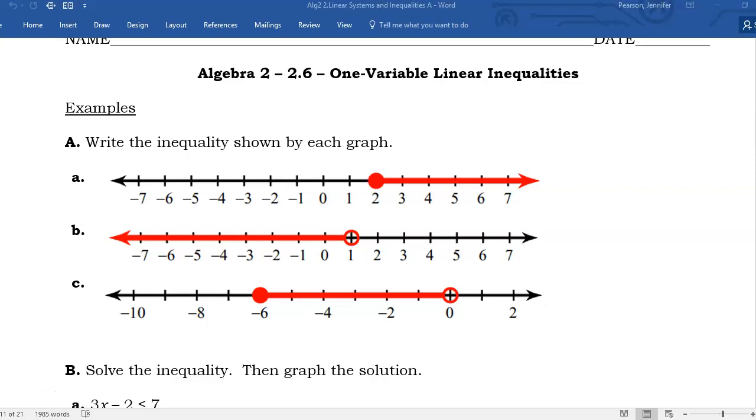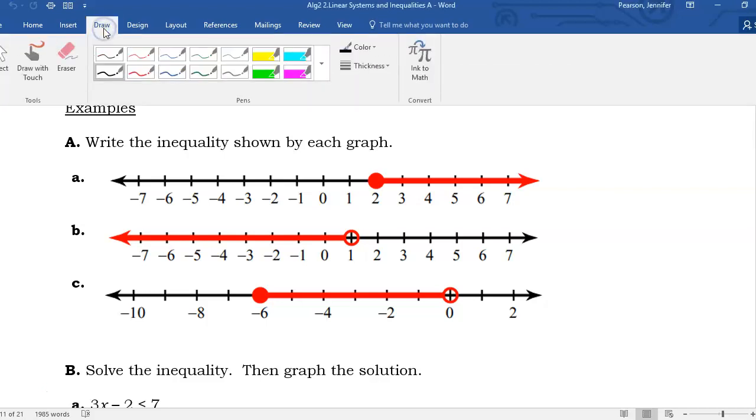This is Algebra 2, Lesson 2.6, one variable inequalities. Example A, write the inequalities shown by each graph. So maybe we need a quick inequalities recap. Hopefully we remember these symbols.